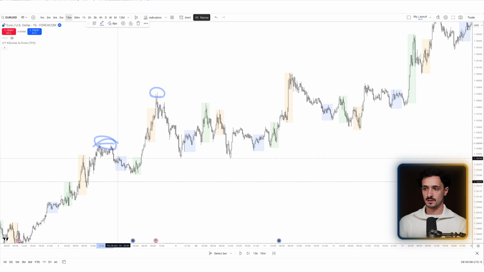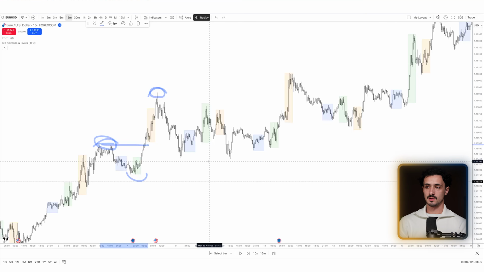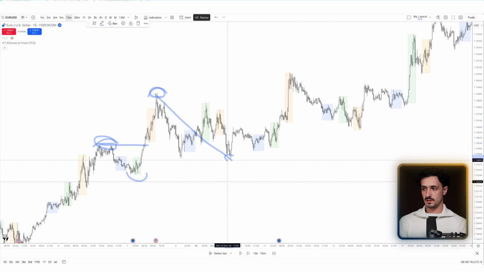So we have high, low, higher high. So we are what? Bullish, of course. Then we come down into here. This becomes our low. This becomes our high. Right? So we have higher high, higher low, right?